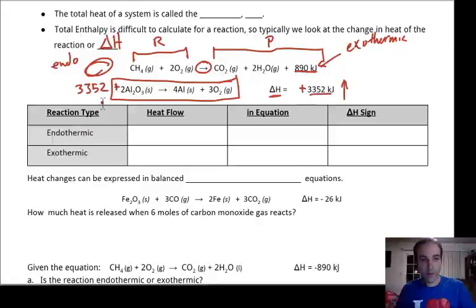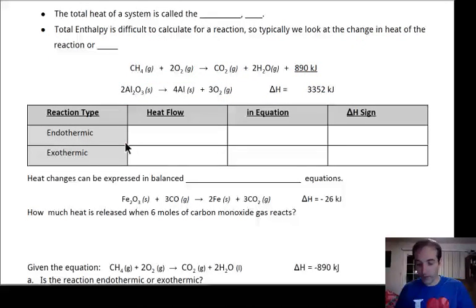It's a positive value. And notice I put a little plus sign here, so I would say 3,352 kilojoules plus blah blah blah produces aluminum and oxygen gas. Okay, now let's say that this was different. Let's say that this was negative 3,352 kilojoules.